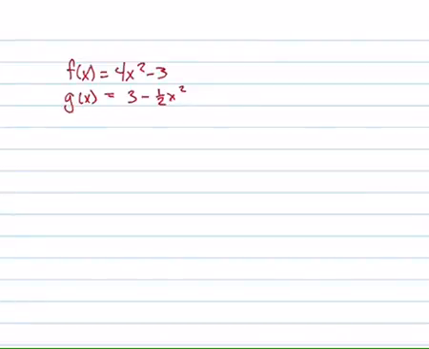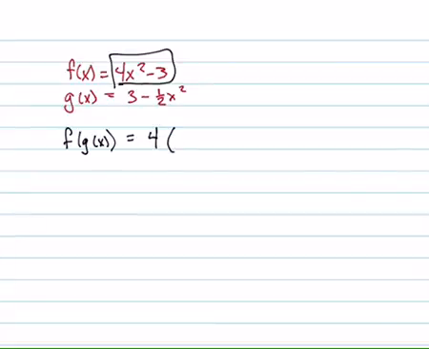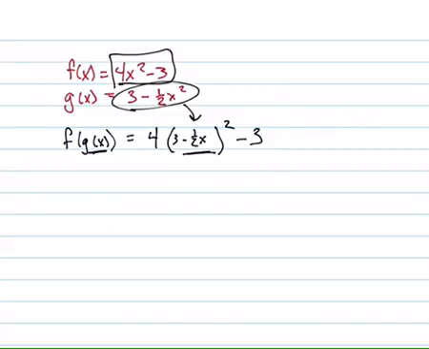So they want us to find, for this problem, f of g of x. To do that, start by writing f of x, but every time you see an x, don't write the x in. That's what I would have done. This is what x is, but instead of x, I'm plugging in g of x. So this whole thing, 3 minus 1/2 x squared, goes in there.